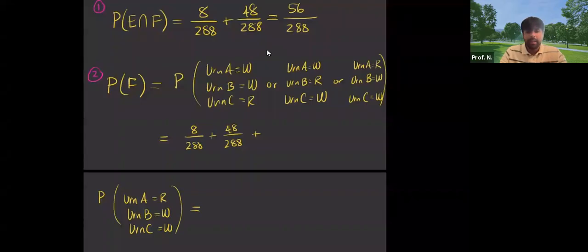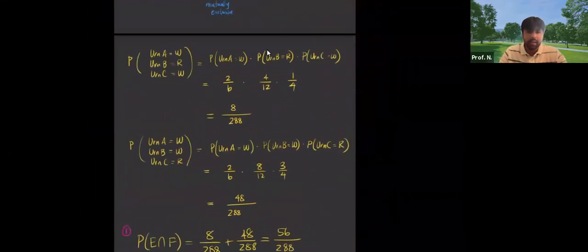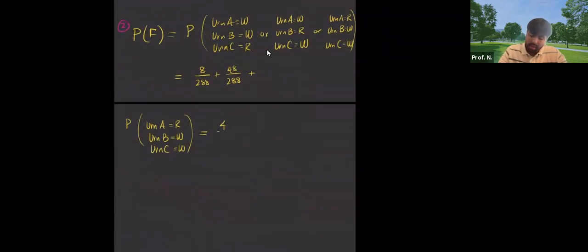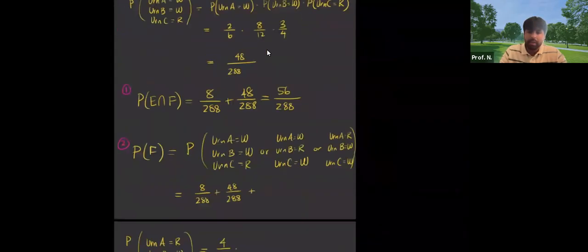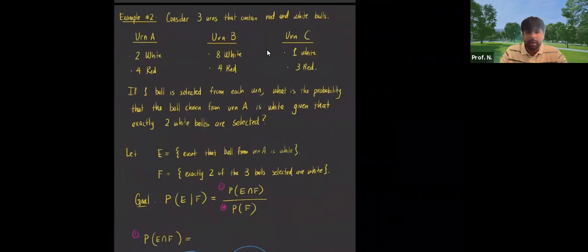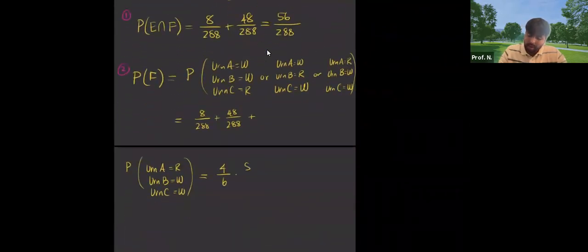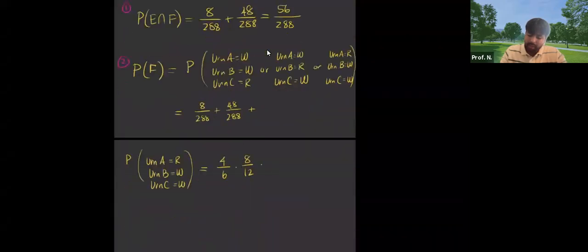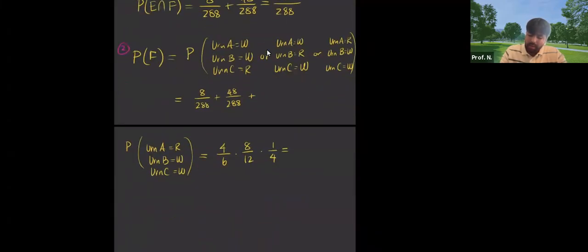So again, these are independent events. If I want urn A to be red, urn B to be white, and urn C to be white, then I have to multiply each probability. What's the probability of getting red from urn A? It's 4 out of 6. And the probability of me getting white in urn B is 8 out of 12. And then urn C being white, again, is 1 out of 4. And so I get what, 32 out of 288.